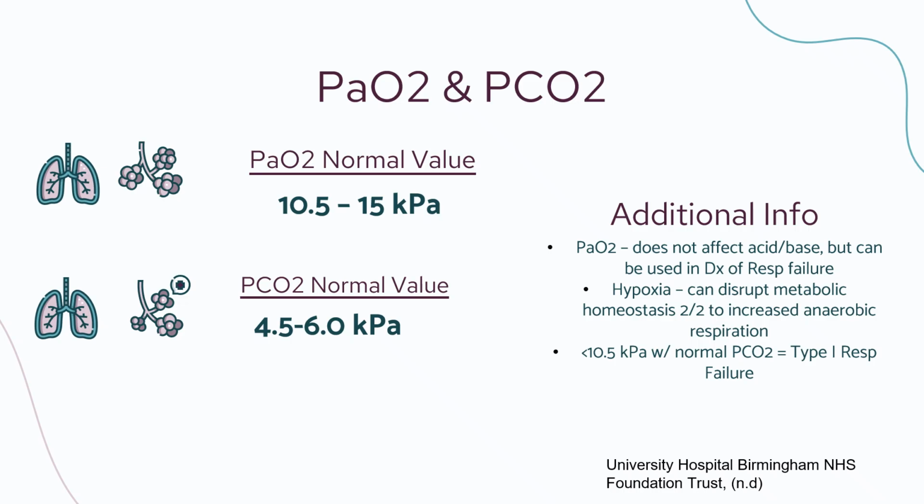So the normal value for PaO₂ is between 10.5 to 15 kilopascals or kPa, and the normal value for PaCO₂ is between 4.5 and 6 kilopascals or kPa.